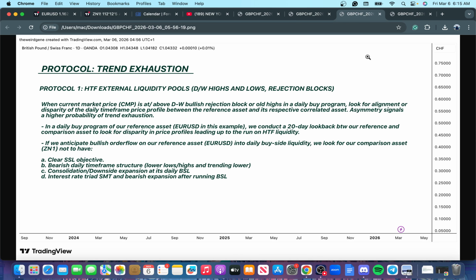Now let's go back to the concept of a liquidity pool. I could barely talk. I'm so excited to go over the presentation for today. I do apologize. But let's go over the concept of a liquidity pool.